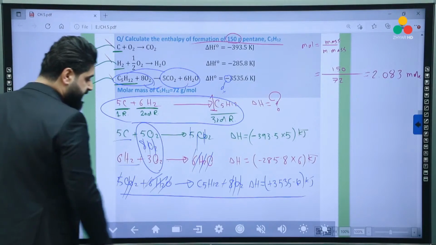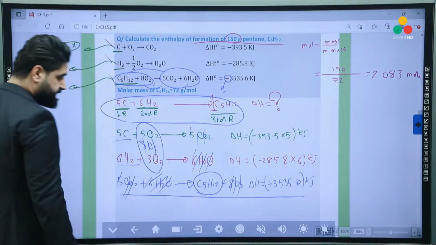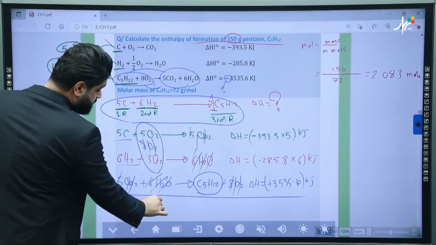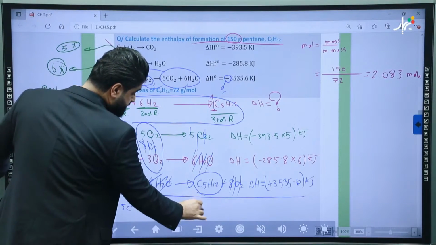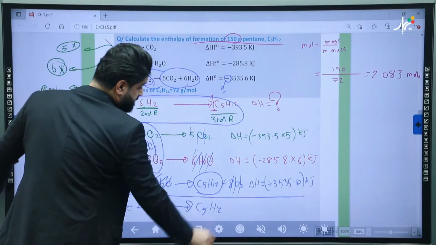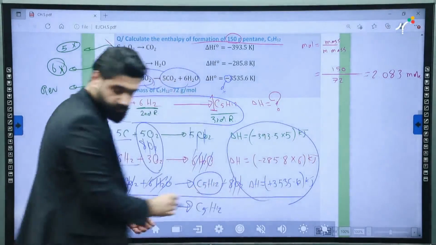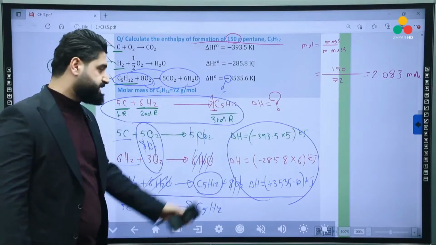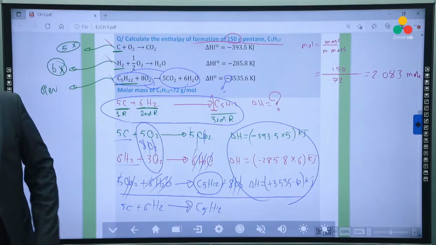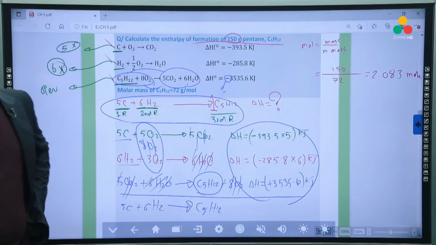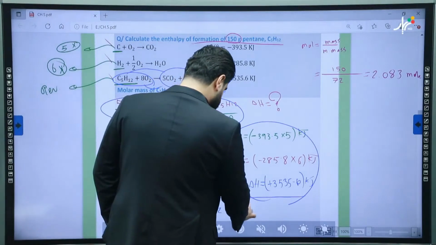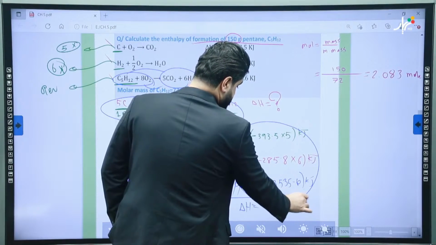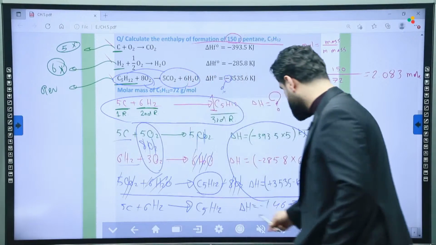Now what is left? 5 carbons plus 6 hydrogen molecules producing pentane, C5H12. And for these, as I told you, just use your calculator, add them together, and you're going to get the answer very easily. It's negative 146.7, delta H equals negative 146.7 kilojoules. This is for 1 mole.